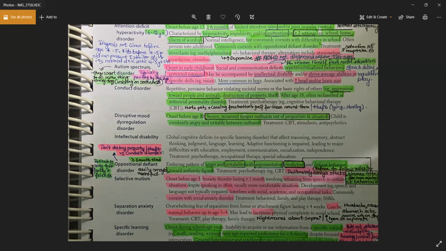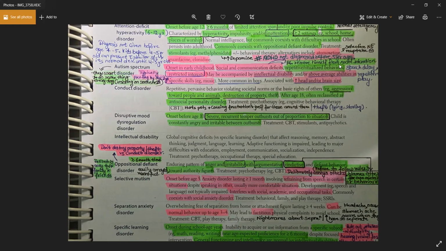Now, second, you have autism spectrum disorder, and that is the only disorder, along with one more, that could be diagnosed by the age of 2 years. In that disorder, the patient has very poor socialization skills. They have very poor social and communication skills. Deficits are there. The patient will remove themselves from social interaction.